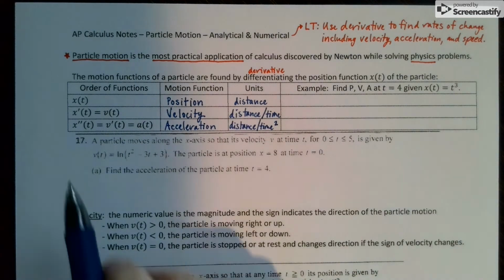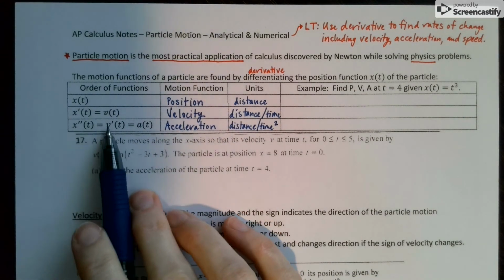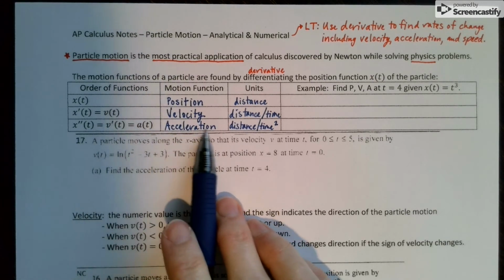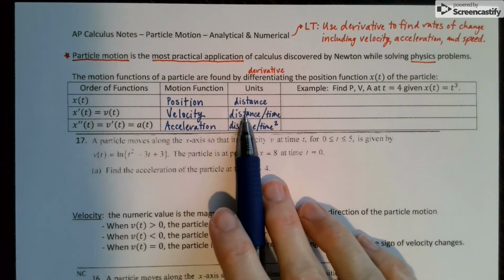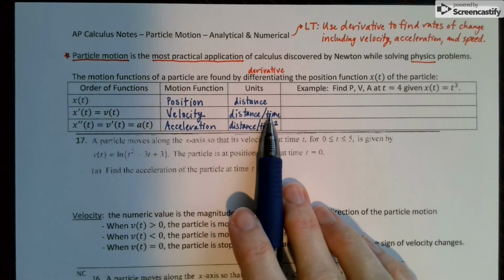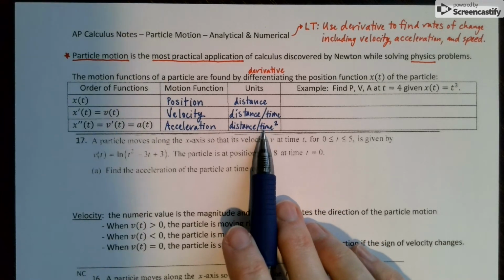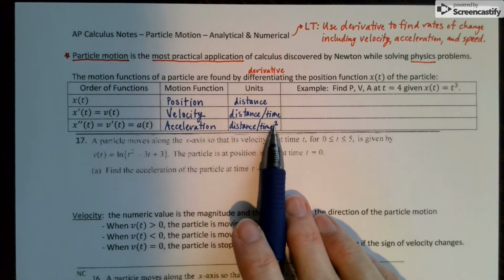If we take one more derivative, so the second derivative of position or the first derivative of velocity, we end up with our motion function called acceleration, and we'll use a of t to represent that. And since we had distance per time for velocity and we took one more derivative, that means we divided by time again. So our units for acceleration become distance divided by time squared.